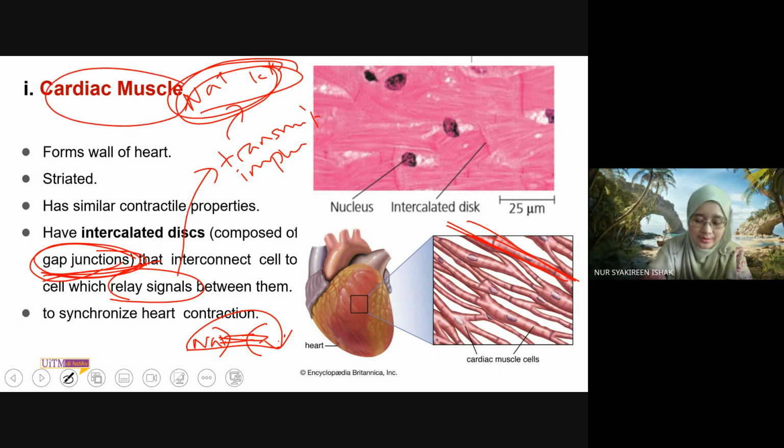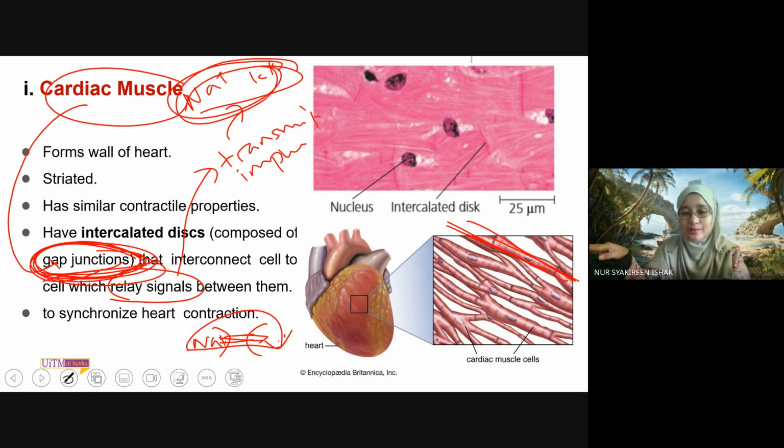But for the cardiac muscle, it involves electrical synapse, which is due to the presence of gap junction between cells. Okay, that allows signal or impulse to be transmitted easily and quickly. Okay, and then this is to synchronize heart contraction.